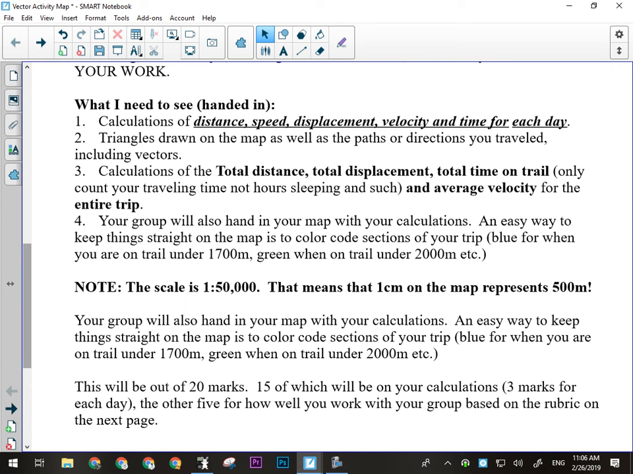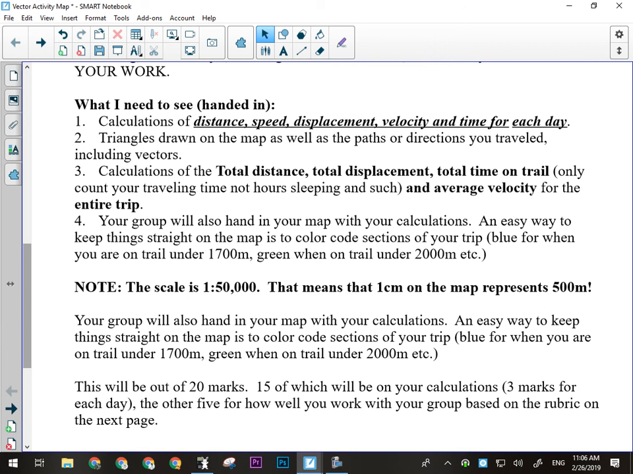This is where people screw up. They forget some of those things, and then they lose marks as a result. Those five things: distance, displacement, velocity, speed, time. I mean, you have to have the time to calculate speed and velocity anyway, right?